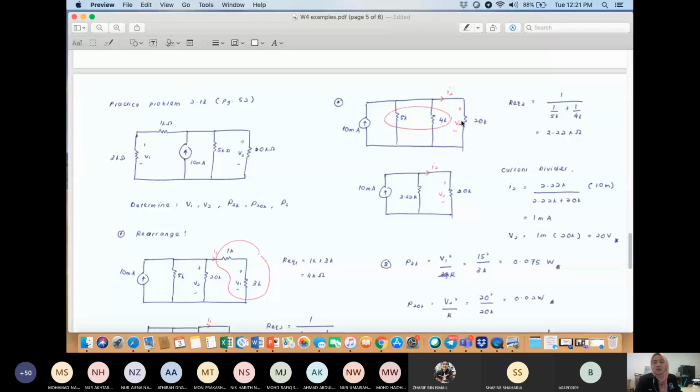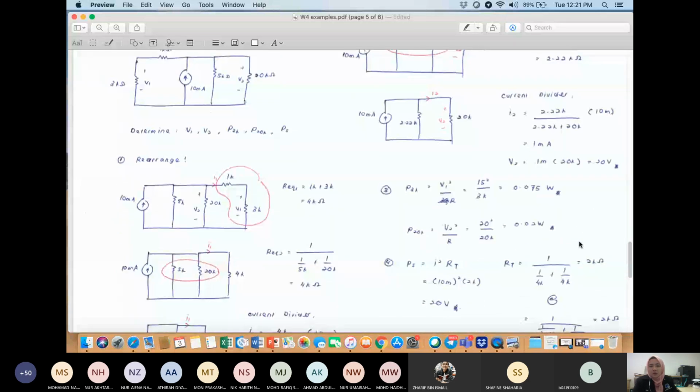Okay, so now this is the simplified circuit. Then you can further simplify because you know that 5K and 4K is a parallel. So the R equivalent 3 is 2.22 kilo ohm. You can use the current divider to find I2, the current that flows through 20 kilo ohm. So I2 is 2.22K divided by 2.22K plus 20K, multiply with 10 milli, you will get 1 milliamp. And the voltage V2 across 20K is I2 multiply with 20K, so you will get 20 volt.